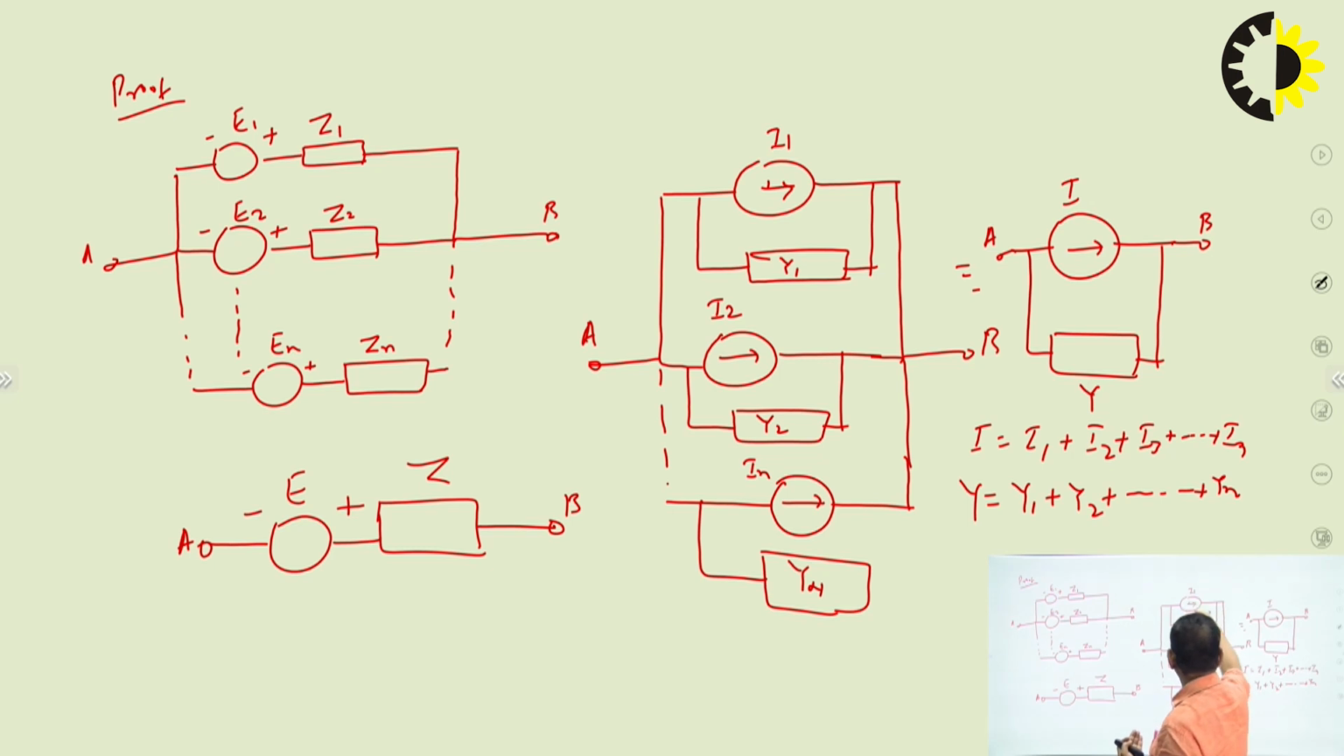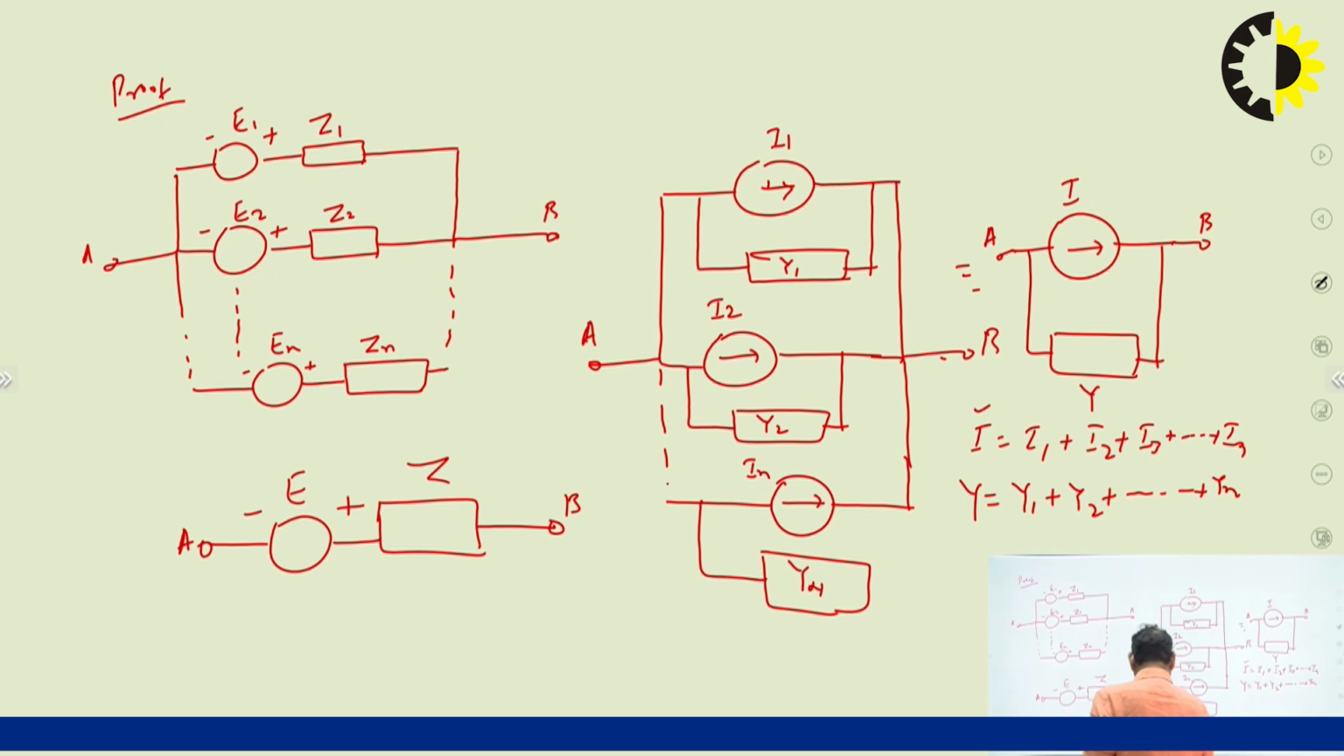Convert it into a current source, then the addition of all the currents approaching terminal B. So, I1 plus I2 plus In is equal to I, and all the admittances are in parallel, so they can be added. So, Y is equal to Y1 plus Y2. So, this is the proof of Millman's theorem. The proof is very simple.